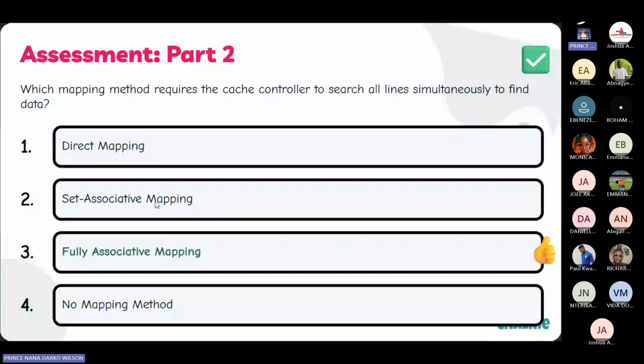So the fully associative is the one that requires that all lines are searched at the same time, simultaneously. And that's why it makes the machine slower to retrieve the cache data.